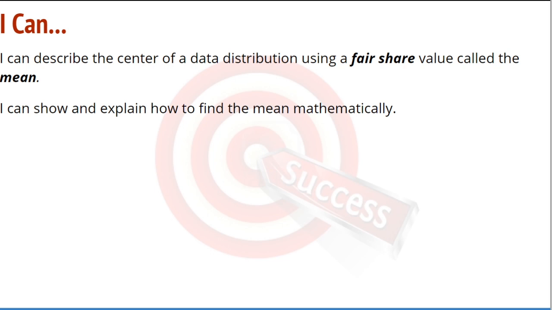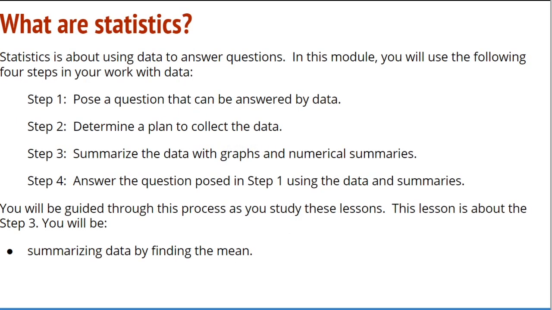And when we think about the mean, we're thinking about the idea that every group is going to get their fair share, this mathematical fair share, and we call that the mean. I can show and explain how to find the mean mathematically. We're going to do it with some manipulatives and move towards a mathematical application. So we're once again on step 3 here. We are summarizing data by finding the mean.